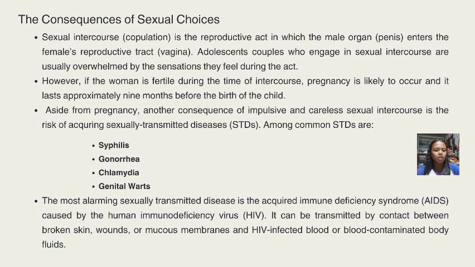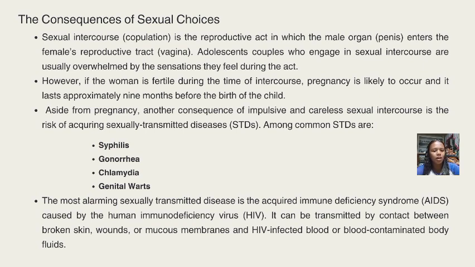Next are the consequences of sexual choices. Sexual intercourse, or copulation, is the reproductive act in which the male organ, penis, enters the female reproductive tract, vagina. Adolescents and couples who engage in sexual intercourse are usually overwhelmed by the sensation they feel during the act. However, if the human is fertile during the time of intercourse, pregnancy is likely to occur, lasting approximately 9 months before the birth of the child.